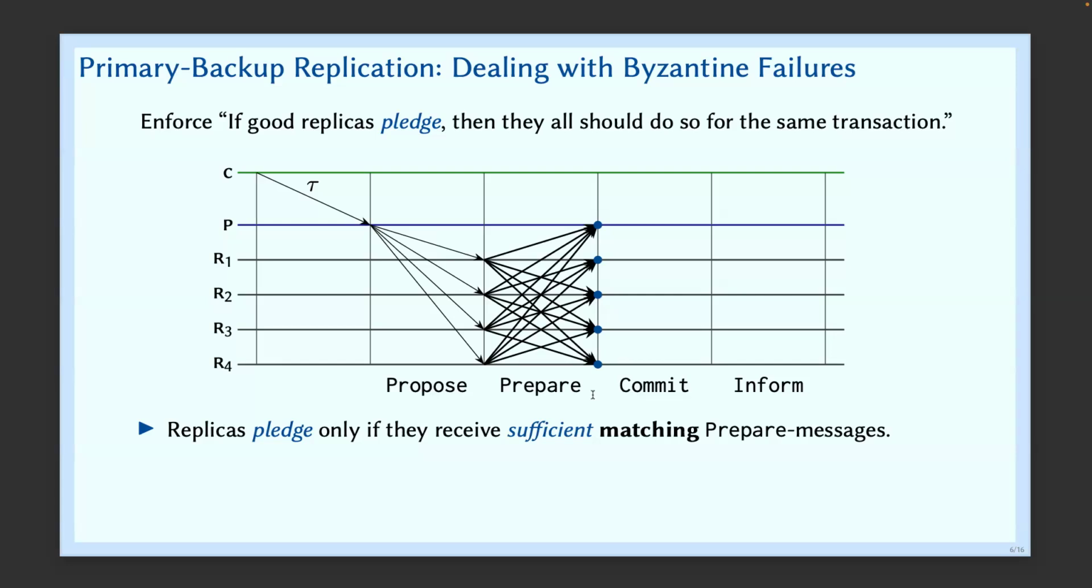Let's try. How do you want to construct the quorum? We said we need this to be 2F plus 1. As we said before, we have F good replicas, another F good replicas, F bad replicas, and then another one good. So we have 2F plus 1 good replicas, and then we have F bad replicas.